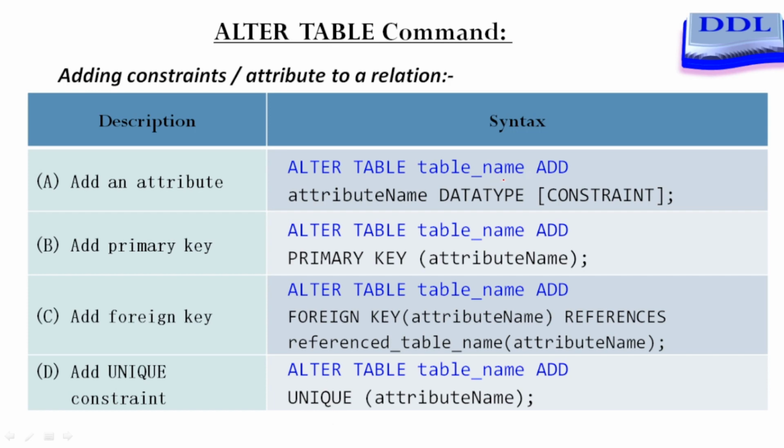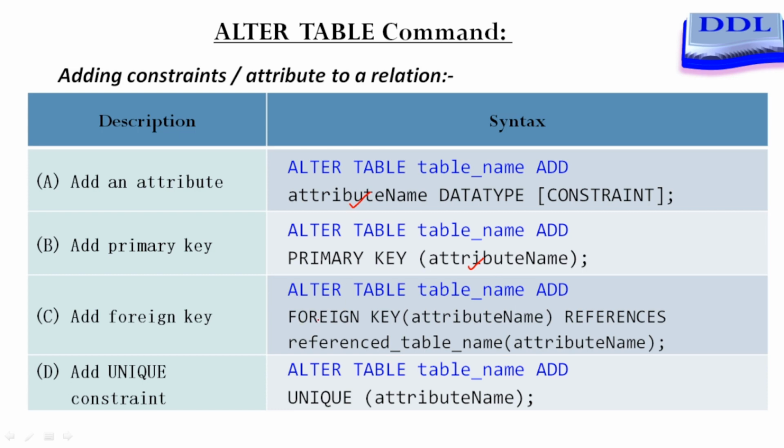First, we can look at the syntax for the add clause of alter table command. The first one is to add an attribute. The syntax is alter table, table name, add, followed by the new attribute name to be added. Then the data type, and optionally we can give constraints to that column. The next one is adding a primary key. Alter table, table name, add primary key and the attribute name. So the column name given in the bracket of this primary key will be assigned as the primary key of this table. This is how we can add a primary key to a table.